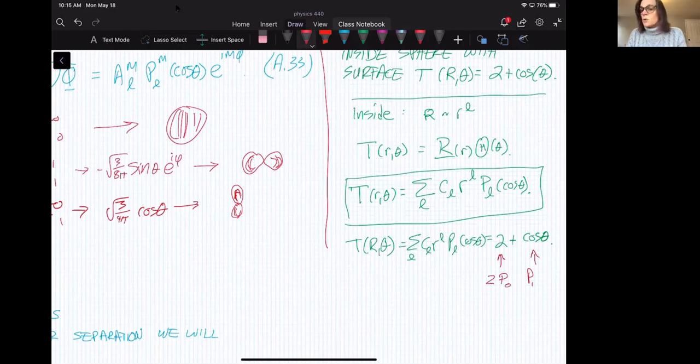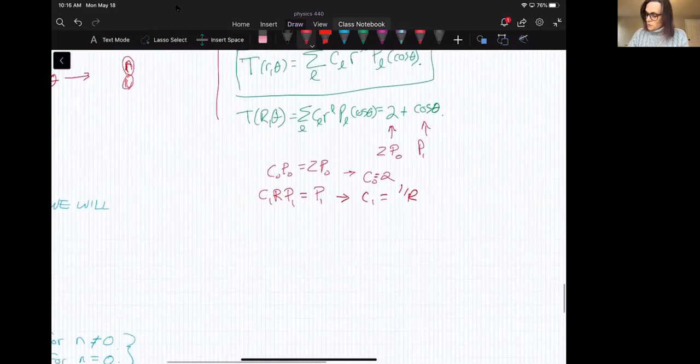That means that the series solution terminates naturally, right, at l equals 1, if we're going from l equals 0 to 1. So we know that C0 P0 is equal to 2 P0. That means that our first constant is equal to 2. And then for l equals 1, we have C1 times R times P1. This is, again, on the edge of the sphere, and that equals P1. So that means C0 equals 2, and C1 has to be equal to 1 over R.